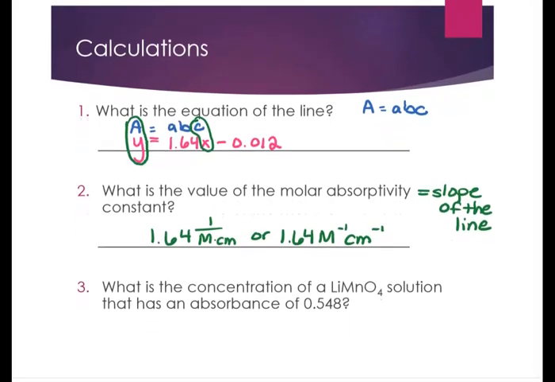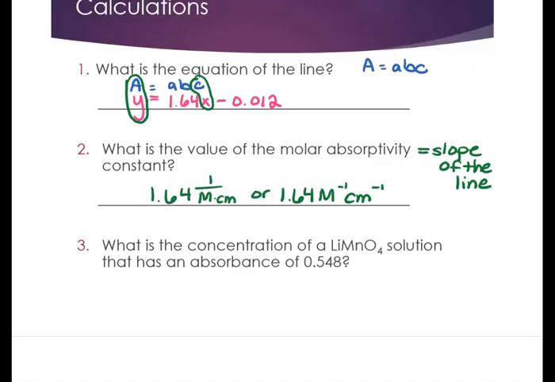So let's get to the meat of why it is that we are here. So our last question says, what is the concentration of a LiMnO4 solution that has an absorbance of 0.548? So the whole point of creating the graph and finding the line is to be able to plug absorbances in to find unknown concentrations. This is what you're going to be doing in lab. So in lab, you're going to have an unknown, you're going to find its absorbance, and you're going to use the equation of your line to figure out what the concentration is.